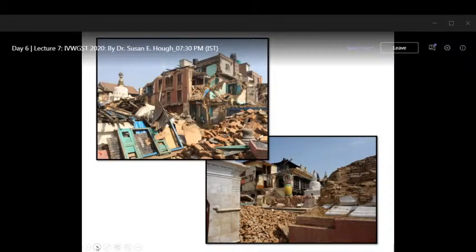But then what happened in the valley? Why wasn't there more damage due to the amplification? Okay, so let's see. This is what there was.